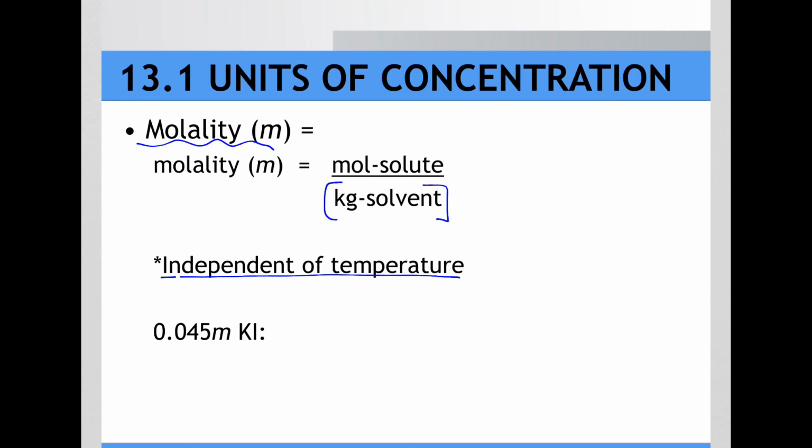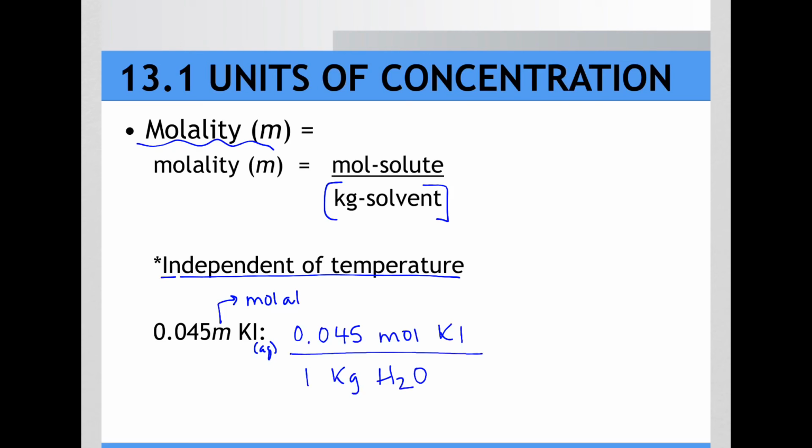So if I had a 0.045 m, and we read this m as molal, whereas the capital M was molar, the lowercase m, I usually write it in italics, is molal, okay? This would mean 0.045 moles of potassium iodide per 1 kilogram of our solvent. Now, if we assume that this is an aqueous solution, that would mean 1 kilogram of water, okay? So let's check out an example.